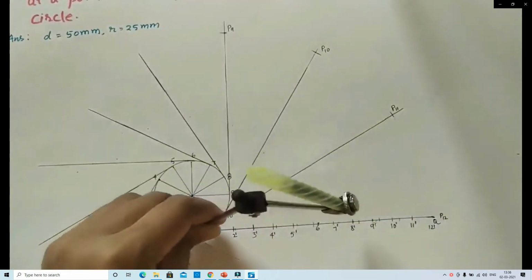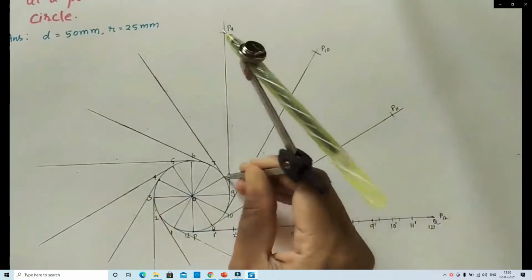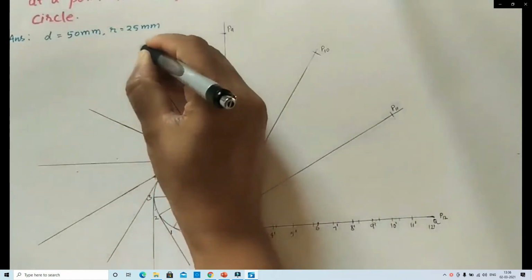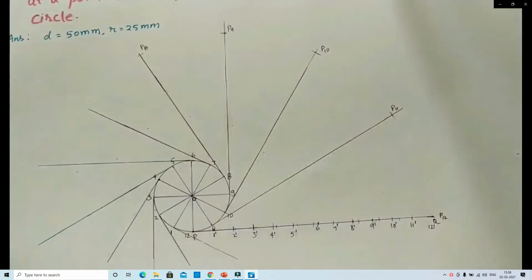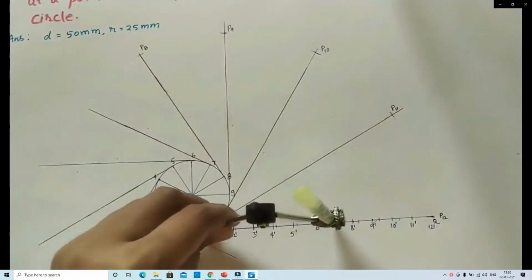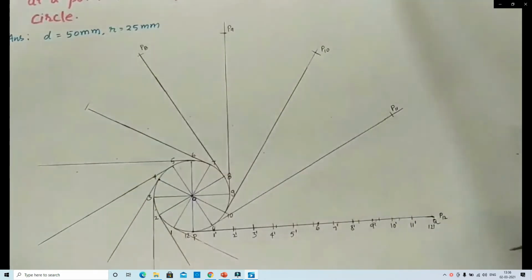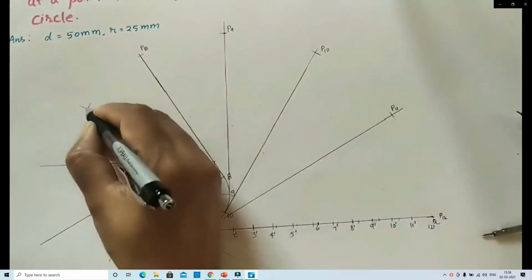Next P2 8. 8 is the center. We cut the 8th tangent. In this way, we measure where to cut the tangent arc. On that arc we put the names P11, P10, P9, P8, P7. Okay.